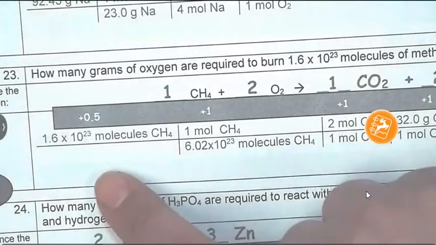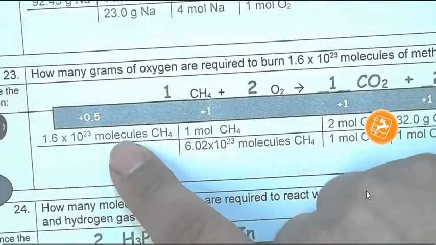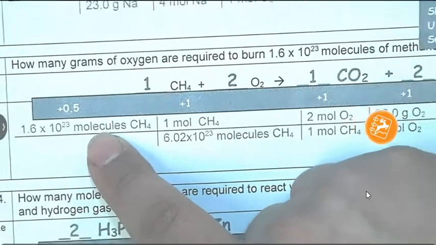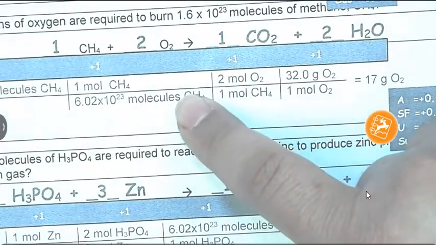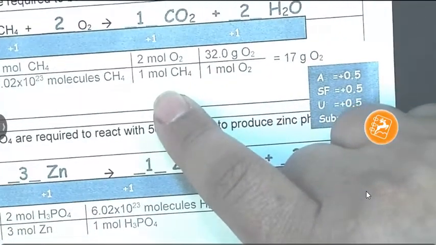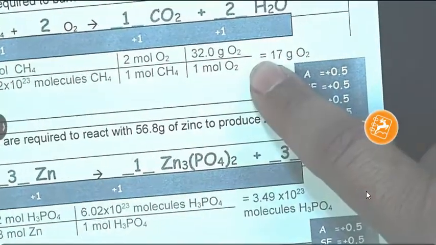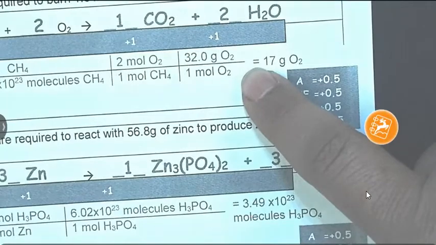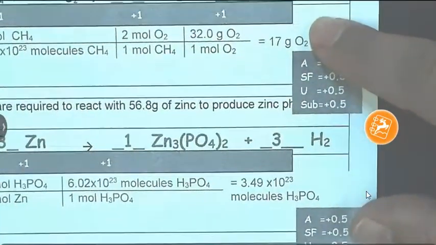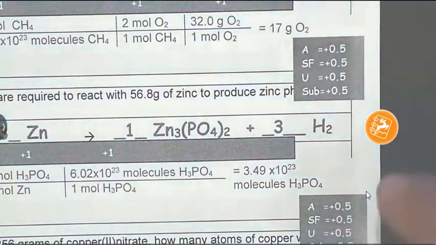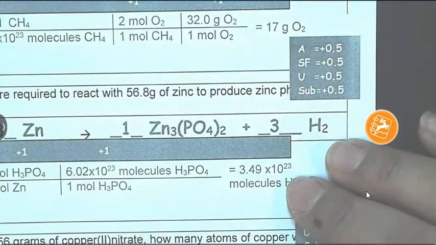You start with molecules: 1.6 times 10 to the 23rd molecules of CH4. Divide by Avogadro's number. 2 to 1 for the mole ratio. Molar mass of O2 is 32.0 grams of O2. Because of the 2 sig figs of your given, your final answer should only have 2 sig figs, 17 grams of O2. Any questions on that?